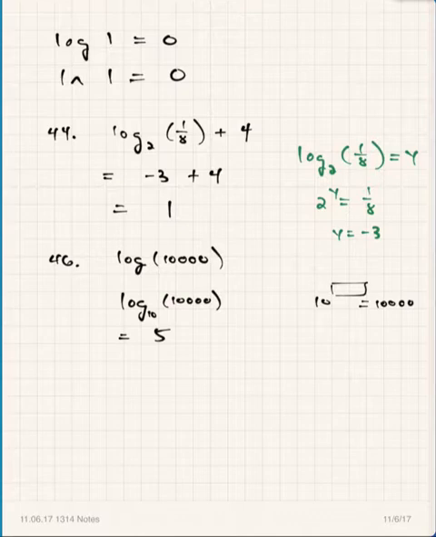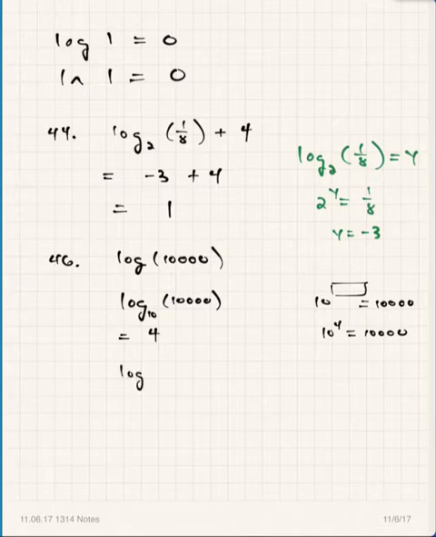10 to the 5th power is equal to, well, that's not right. I can do this, I promise. You have 4 zeros there, right? And so this is going to be 4. 10 to the 4th power is equal to 10,000. That's better. So log of 10,000 is equal to 4.